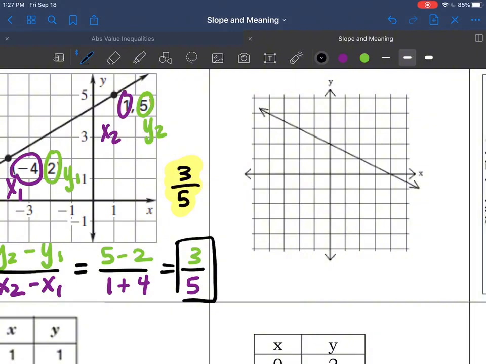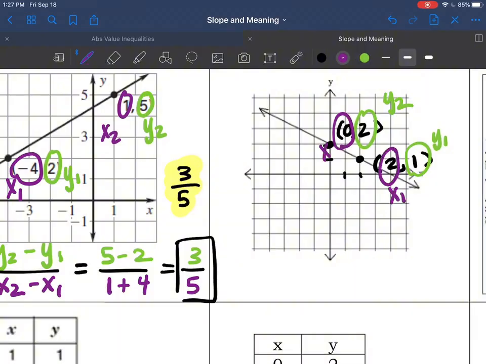Okay, on the second graph, they're not giving us points, so we can pick our 2 points. And so always pick good points that are on the lines so that you don't have to deal with fractions. And so I like these 2. And so this point is 0, 2, and this point here is 2, 1. Okay, and so I'm going to call this y2. I'm going to call this one y1. So then this one has to be x1, and this would have to be x2.